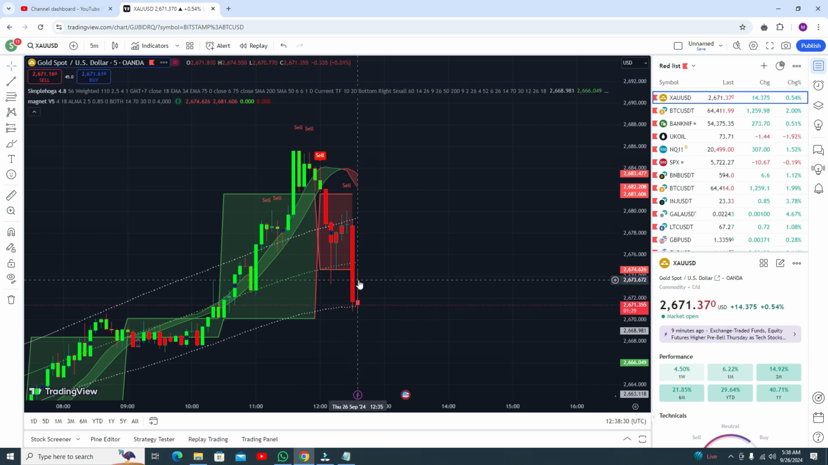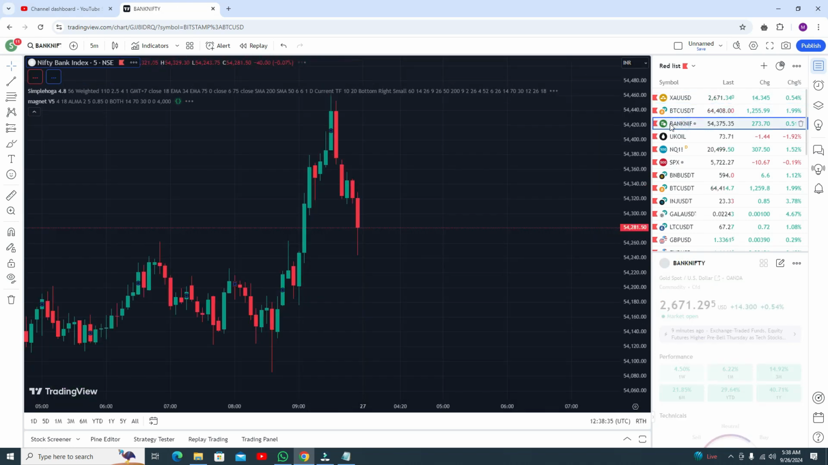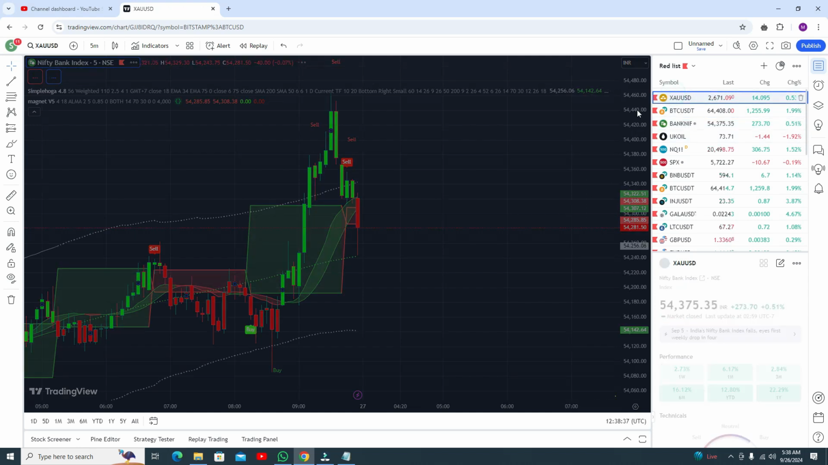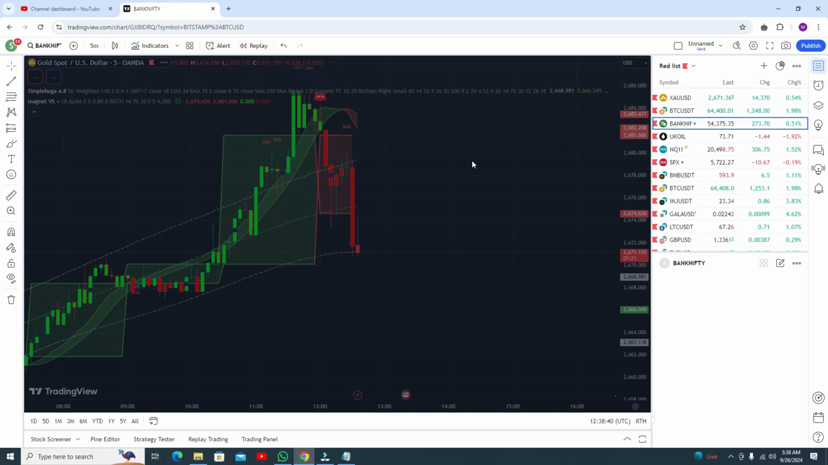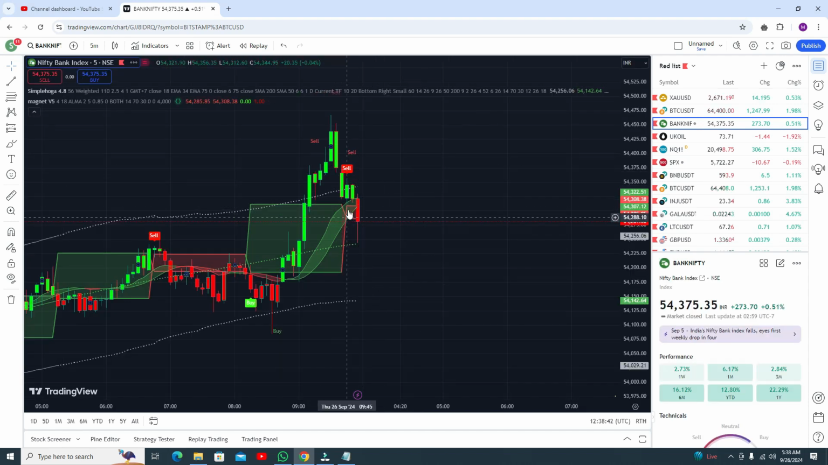Okay, and let me show you results in some other pair like Bank Nifty. Okay, in Bank Nifty, let me show you. It was actually very good, like this one. This one is a live demo example. Okay, this one is actually a buy trade, because the shadow is green, so you can go for the buy trade.